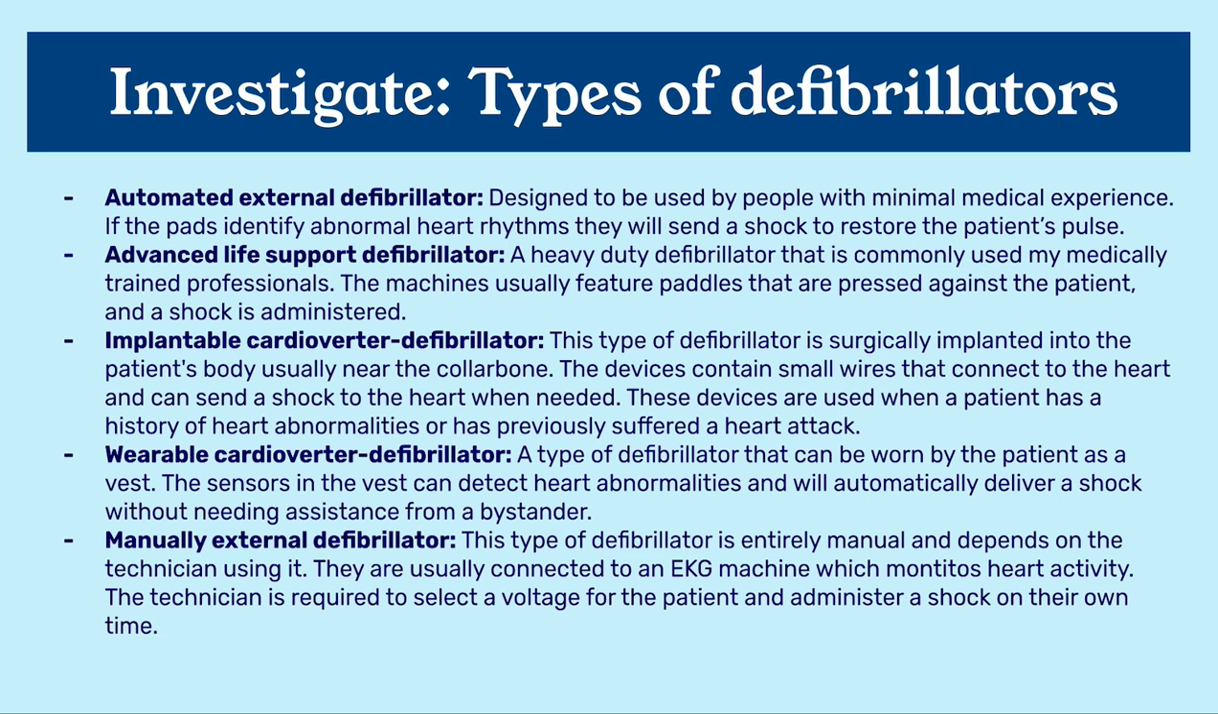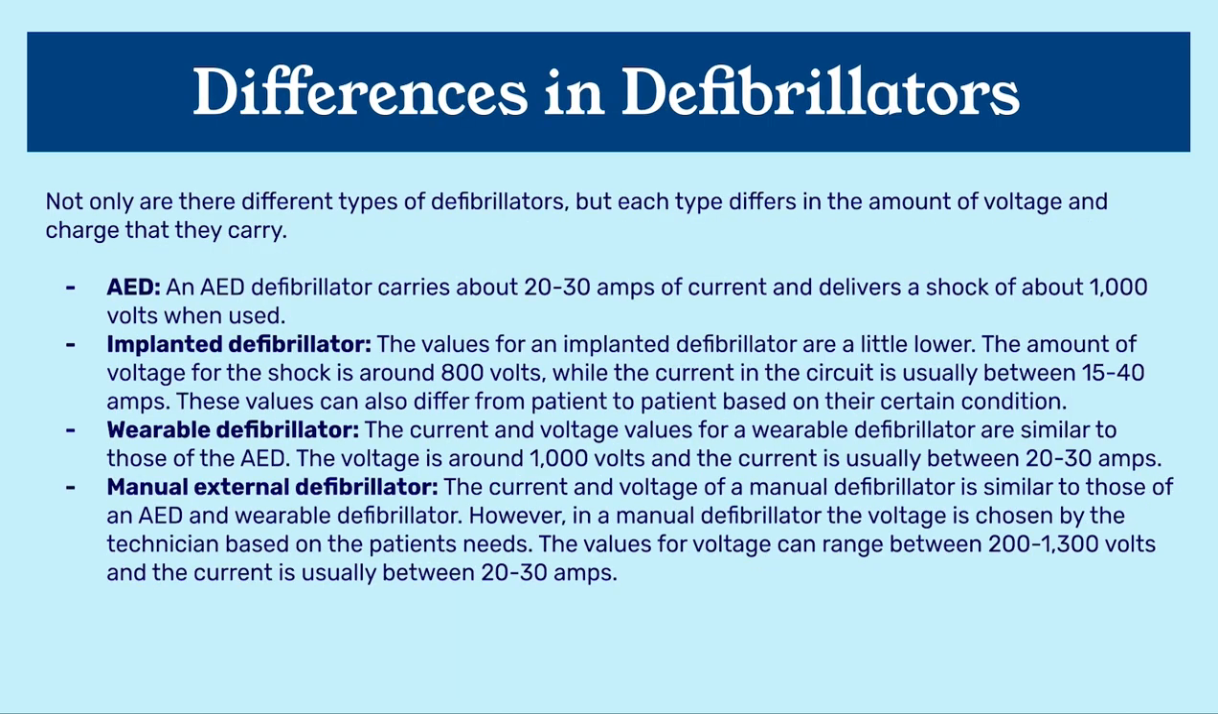Here are different types of defibrillators. The first is an automatic external defibrillator, then an advanced life support defibrillator, an implantable cardioverter defibrillator, a wearable cardioverter defibrillator, and a manual external defibrillator. These different defibrillators differ in the amount of voltage and current that they carry. For example, an AED carries about 20 to 30 amps of current and delivers about 1,000 volts when used. However, an implanted defibrillator only shocks about 800 volts, but it carries more current.